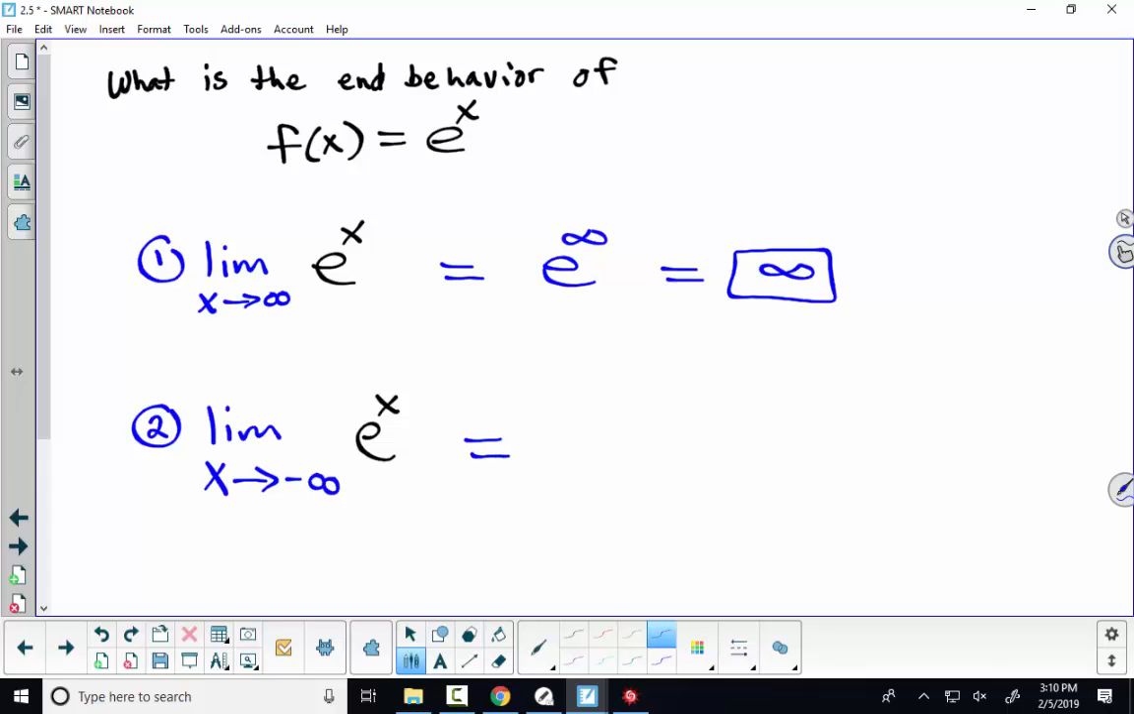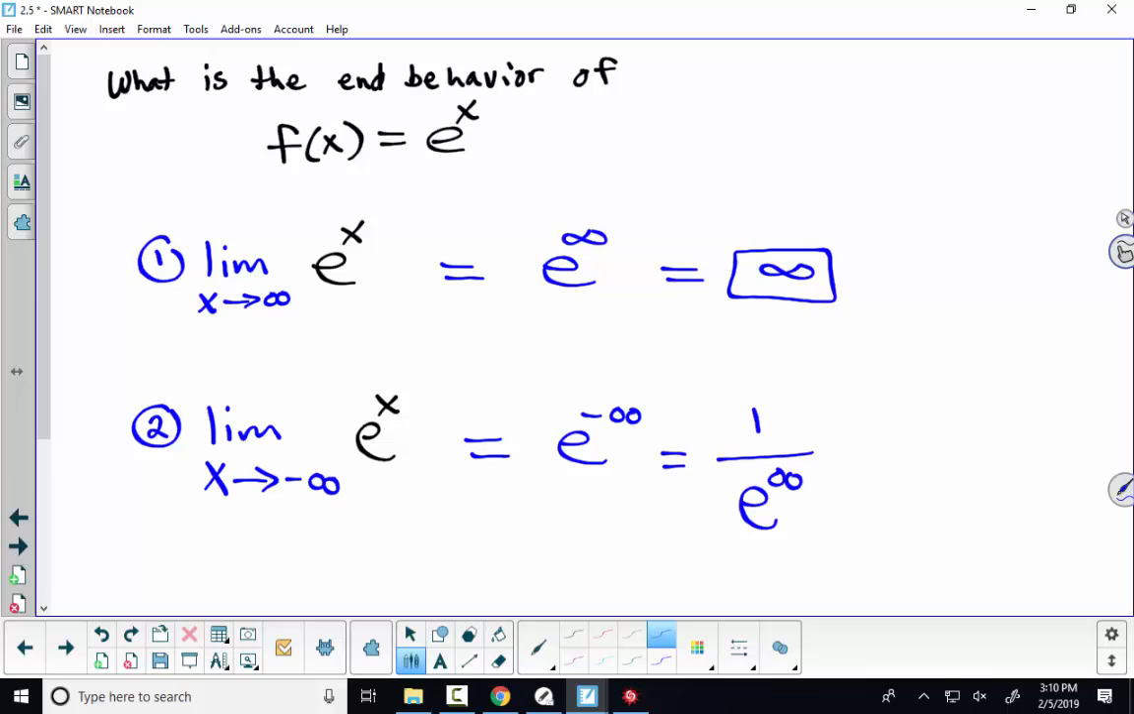So what would that be? Zero. It's 0. Think of it this way. This is e to the negative infinity. How do we handle negative exponents? To make them positive, you do what? Put it on the bottom. Yeah, put it on the bottom. So it's really 1 over e to the positive infinity.